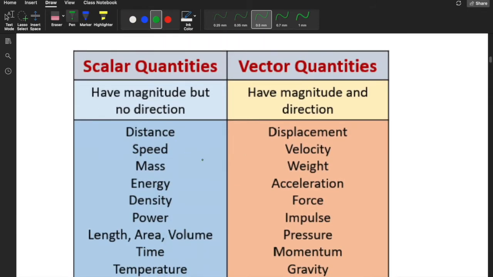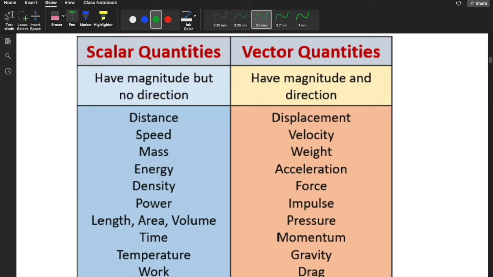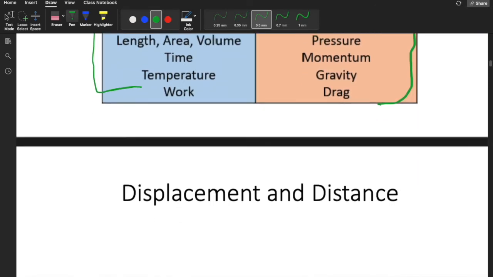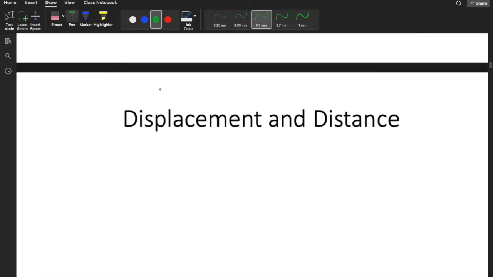And here is a list of scalar quantities that you need to know, and here is a list of vector quantities you need to know. For IB students, in the mechanics chapter, you will know all of those quantities. So that's a lot. Just pay attention in your class, I guess.